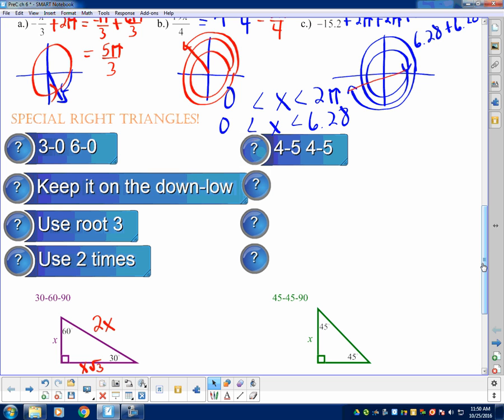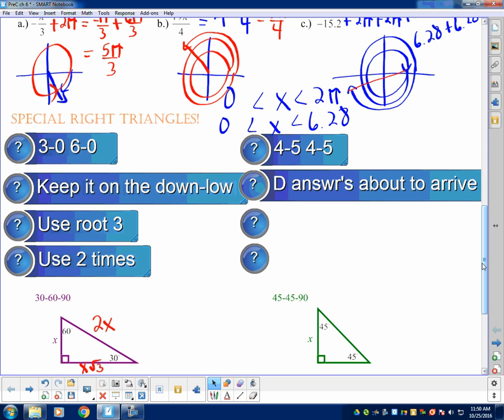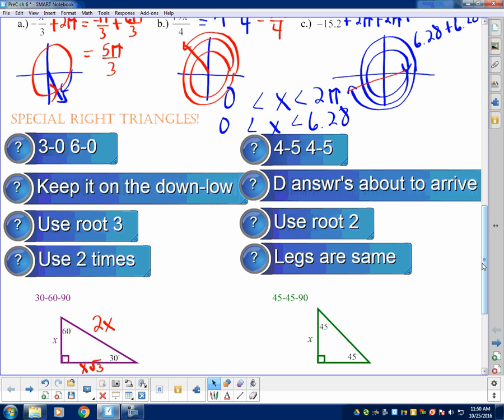45 goes like this, 4, 5, 4, 5. The answer is about to arrive. Use root 2. Legs are same.